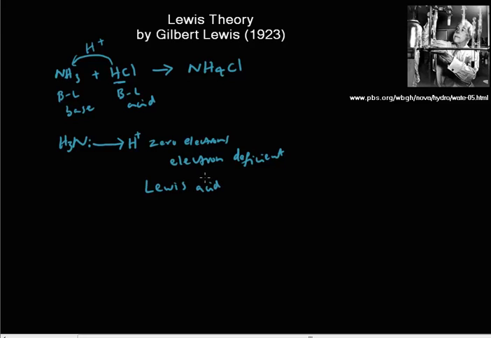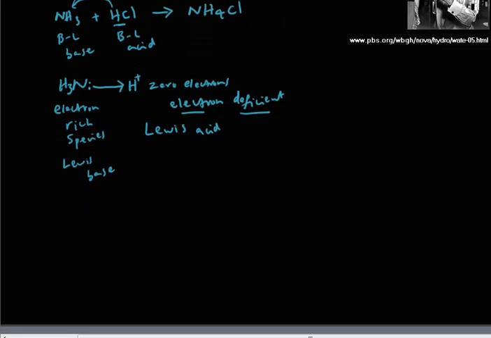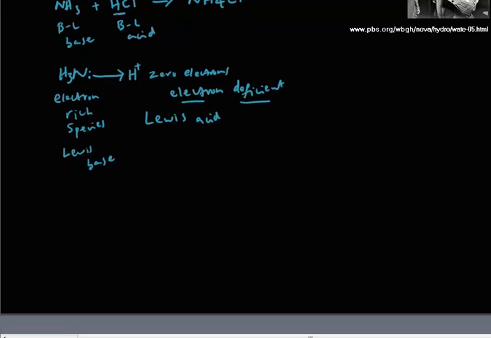So a Lewis acid is electron deficient. What about molecules or ions that are electron rich? So for example, this nitrogen has a lone pair of electrons. It has an extra pair of electrons. So he called electron rich species Lewis bases. Right? So let's take another example and understand a little bit more about Lewis theory.